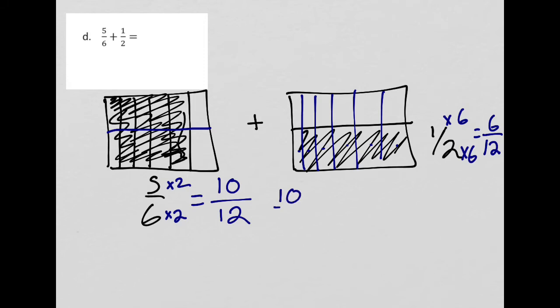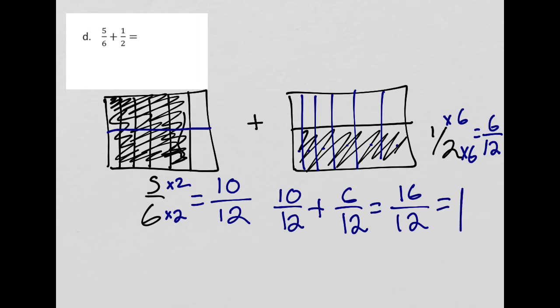So when I do 10/12 plus 6/12, I get 16/12, which I know is going to equal 1 whole, because I can take away 12/12. And if I take away 12/12 from 16, I know that 16 minus 12 is 4. So I get 4/12. So I get 1 4/12.